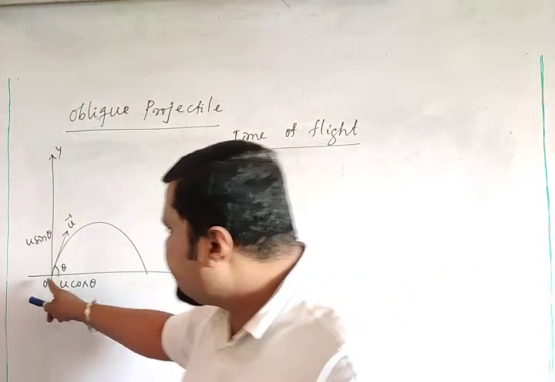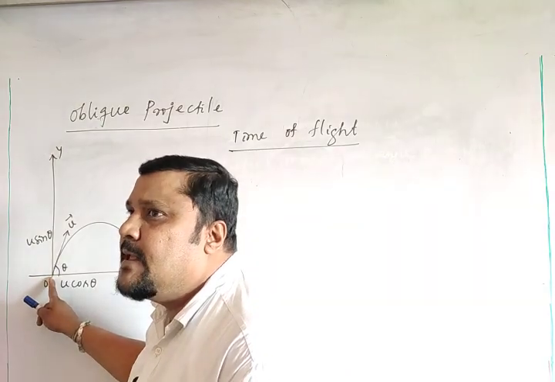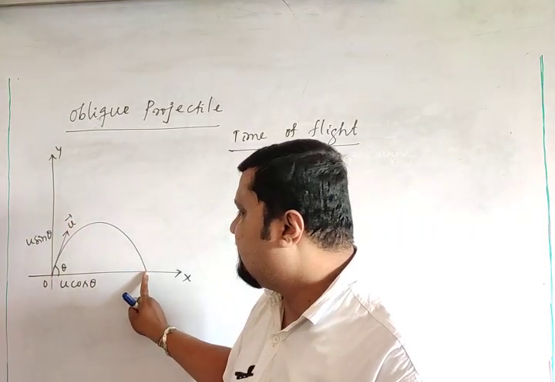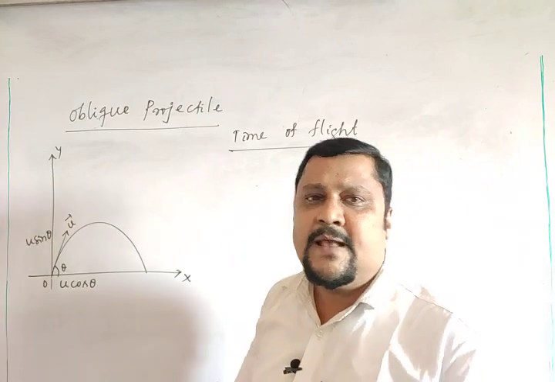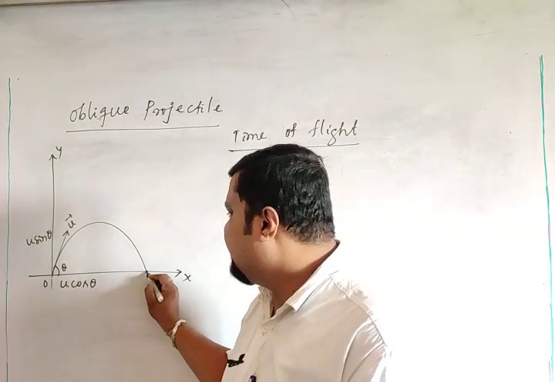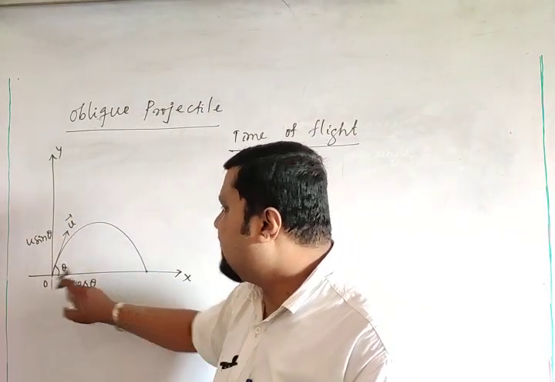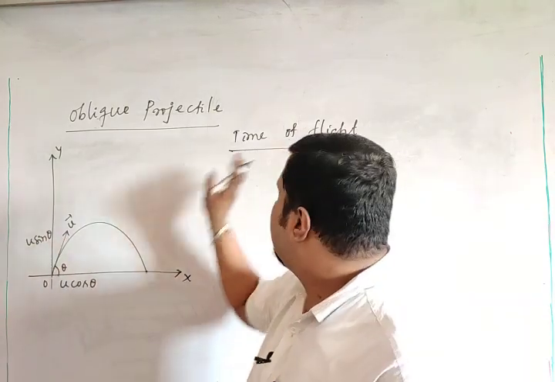So from where it was projected, it is projected at the point O. Then it comes to the same level, right, at this point. So the same level it comes here. Then what is the total time taken to cover this? That is called the time of flight.